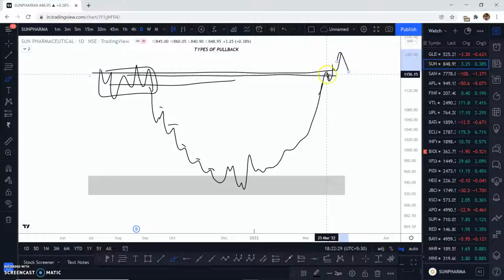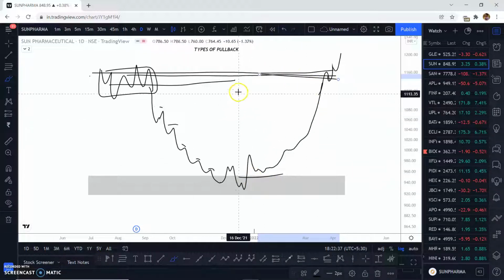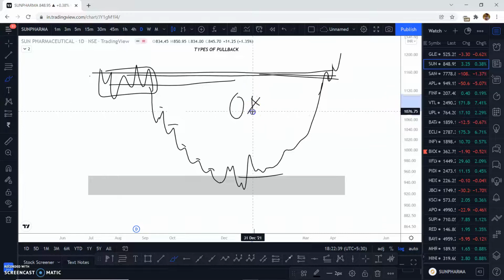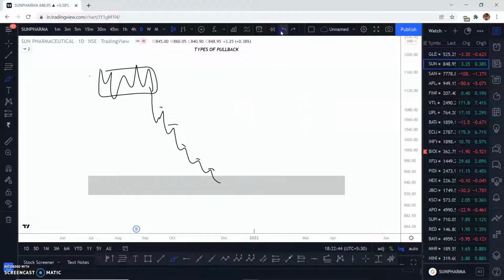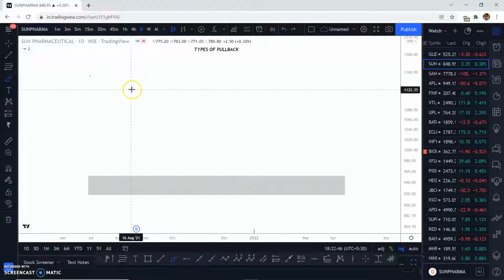So keep this in mind. It will spend some time. If it wants to go up, only then it will go up. But you should know that from this area till this area, it has almost zero resistance. Zero resistance. It has zero resistance. So it won't give you any sort of problem.